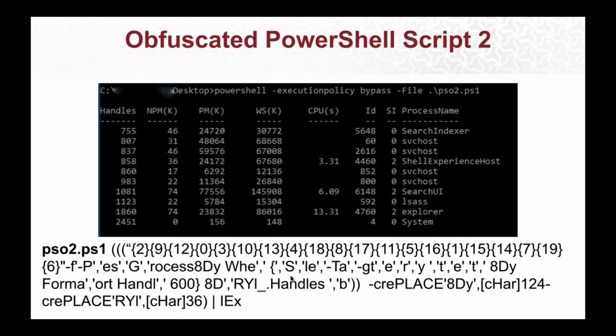Now this is shown as an obfuscation of type 2. Here it has been further obfuscated. So it is very hard to figure out the command from ps02.ps1. This is the file which has the same command. Now it becomes even more complex.